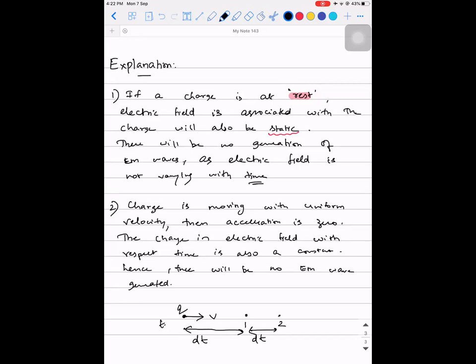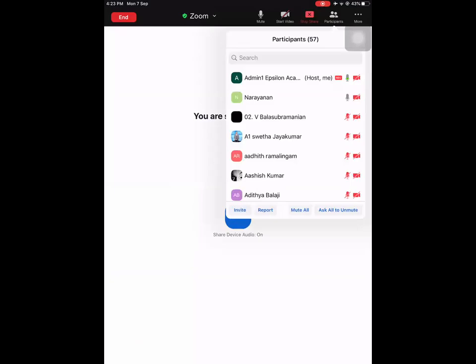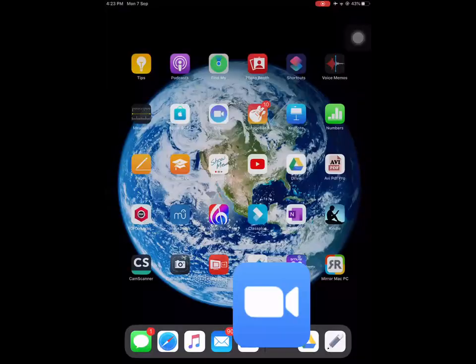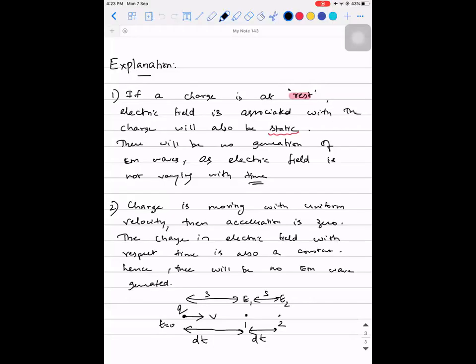So initially at t is equal to 0, when the particle was here, then there would have been one electric field existing here. Let me call it as E1. Let me say the electric field here is E2. Okay. And let's say the distance between these two is S, and here also it is S. Right? It is clear? I hope it is clear. Yes or no? Yes, sir. Okay, now listen to this.